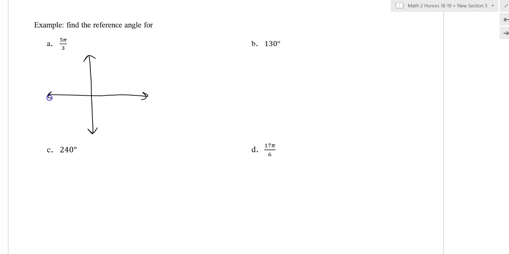So we want to start by graphing. Again, for radians, we need to split my top half into our 3 equal sections. Same thing with our bottom half. Then when I draw my angle, I'm going to go 5 of them. I have 1, 2, 3, 4, 5.